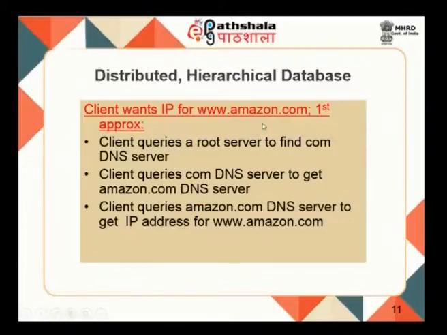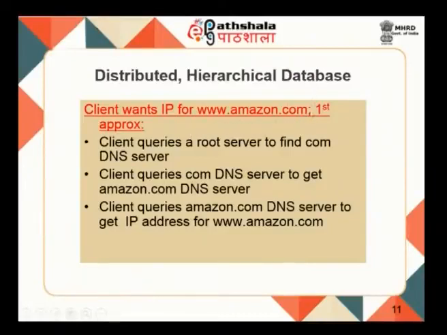So, for instance, let us say a client wants the IP address for www.amazon.com. As a first approximation, what is it that it will do? The client could first query the root server to find the .com server. You can see that we will resolve this name starting from the right to the left.